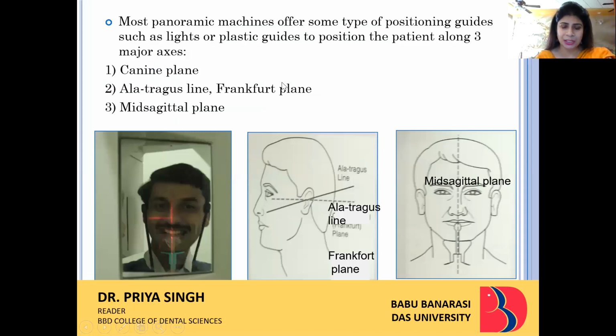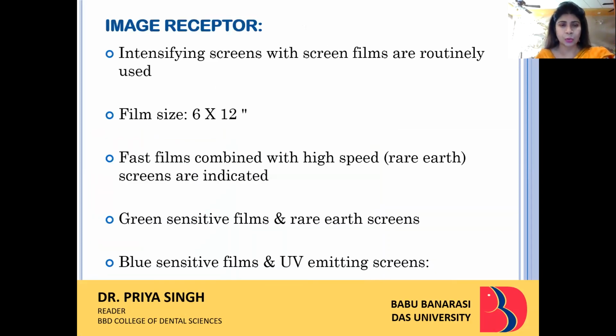Most panoramic machines offer some type of positioning guides. As you can see here, it can be 3 guides which will help to position the patient in the focal trough. It can be your canine plane. So you know that you have to place the canine of the individual such that it conjoins with your canine plane of the right side as well as the left side. The ala tragus line or the Frankfurt plane, even that has to be adjusted so that a perfect image can be obtained. And then your mid-sagittal plane, which divides the face into right and left portions.